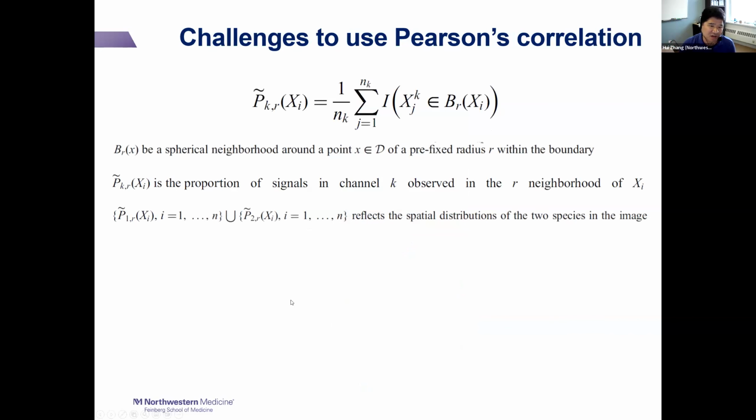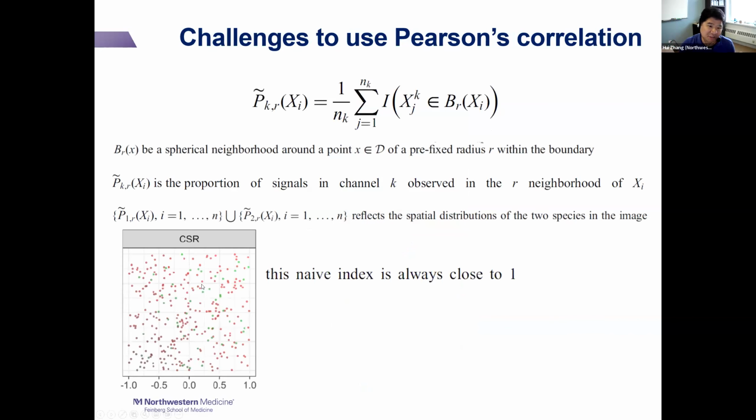However, we will get some trouble. For example, if we simulate data, using the computer to generate completely spatially random signals of red and green, then when the density is very high, this Pearson correlation always goes close to 1. But that's not true, right? The Pearson correlation should be 0 because both signals are completely spatially random. So that's why this method won't work.